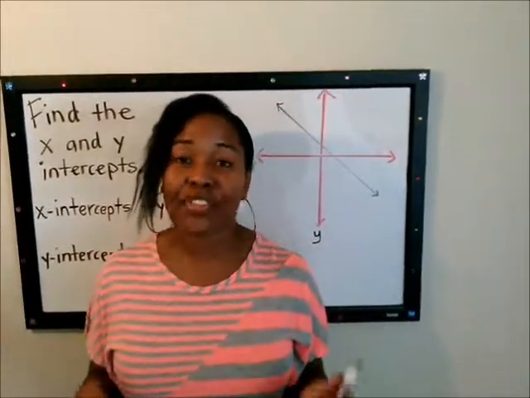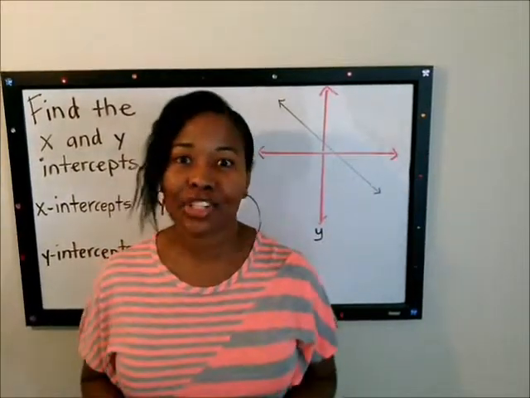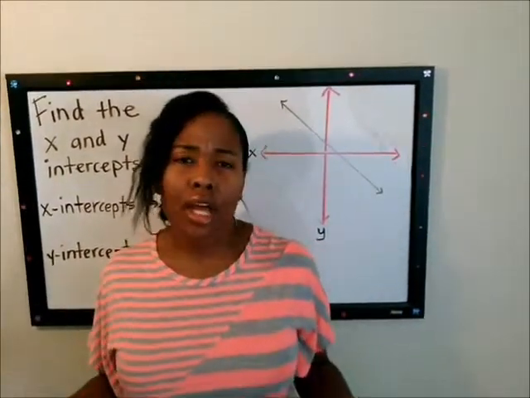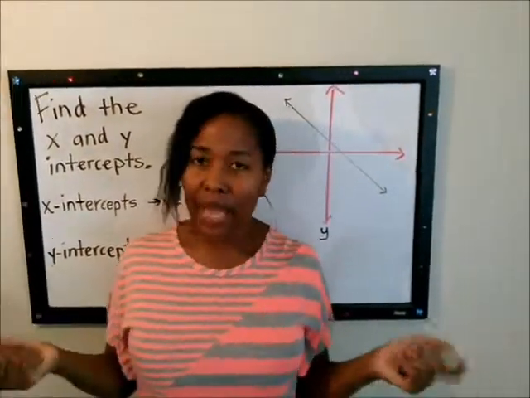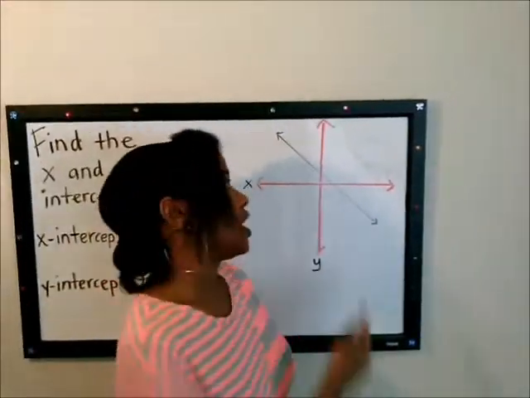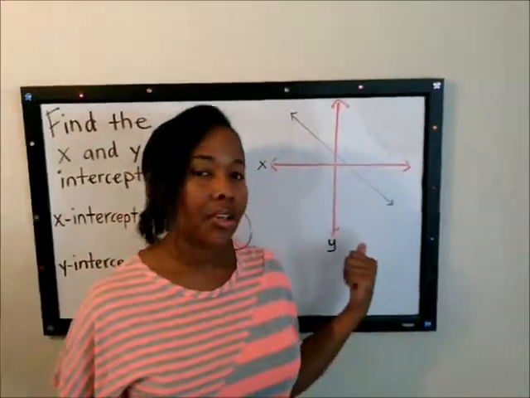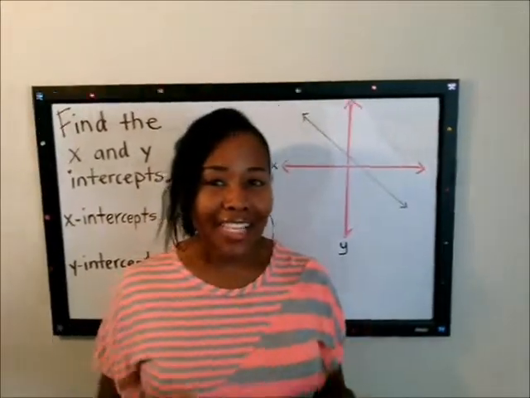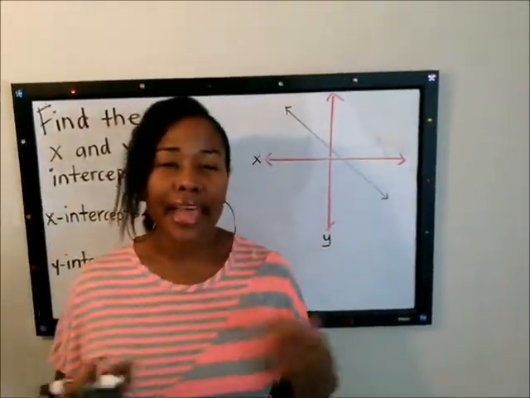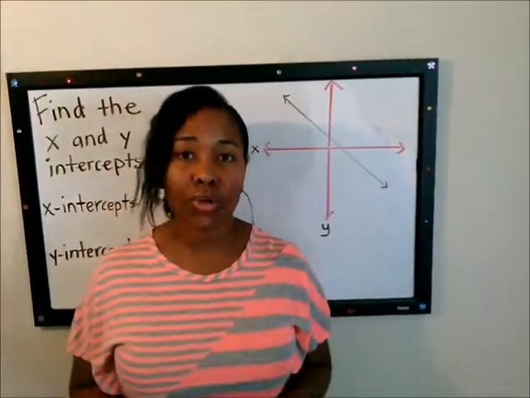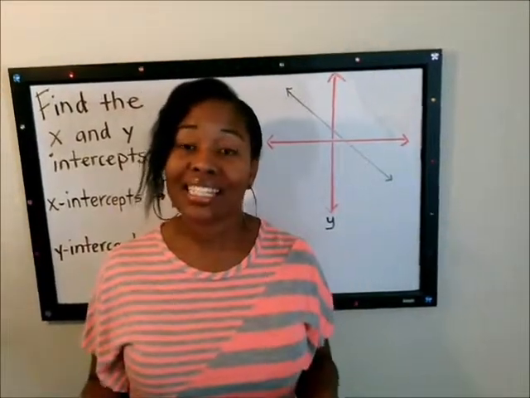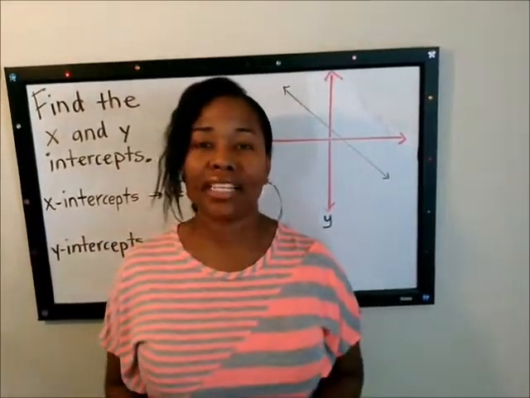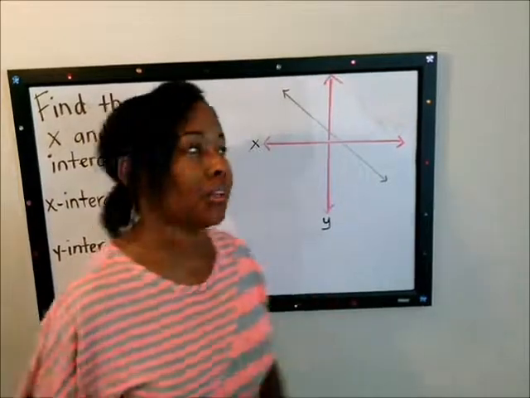Today's topic is finding the x and y intercepts of a graph. What do you mean a graph, Miss A? Well, take a look over here. You've seen this in your algebra class before. The x-intercept and the y-intercept refer to the points on the graph where the graph actually crosses the x-axis and the y-axis. So let's do a real quick review, right?